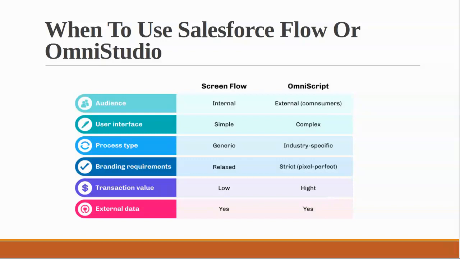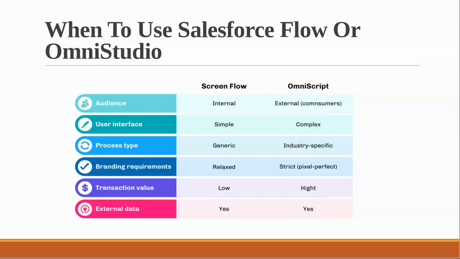But OmniScript has a very complex user interface. That means you can do much more as compared to Flow. You can have your own styling over there. You can brand it according to your needs. Then Salesforce Flow is used for generic processes, meaning whenever you want to automate some actions like create account, edit account, all this stuff.